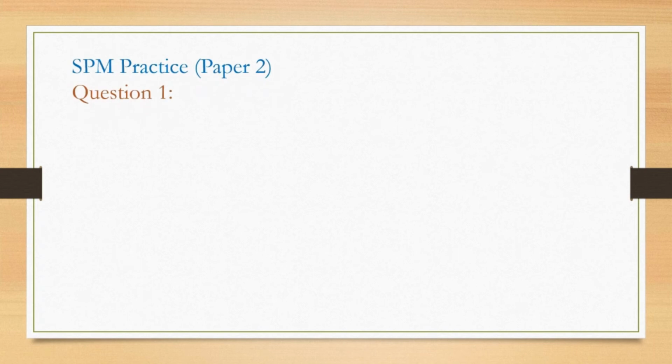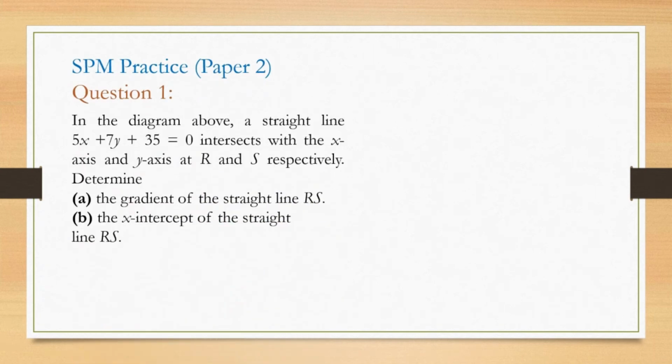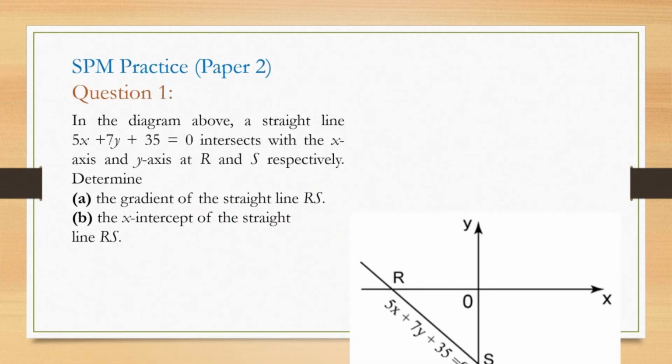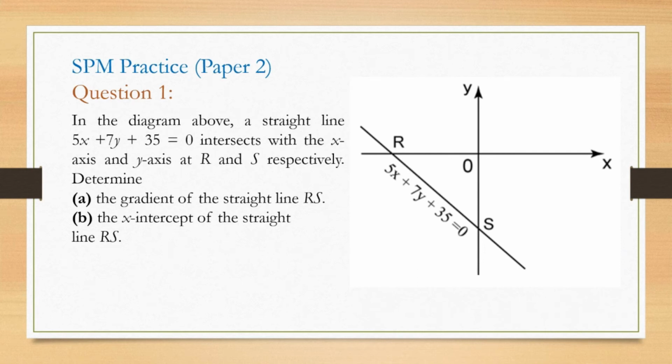After going through some examples, let us come to some SPM practice. In the diagram above, a straight line 5x plus 7y plus 35 equals 0 intersects with the x-axis and y-axis at R and S. Determine the gradient of the straight line RS and the x-intercept of the straight line RS.